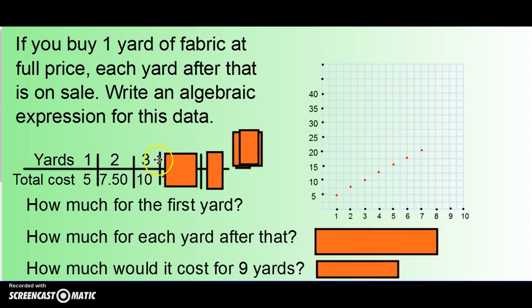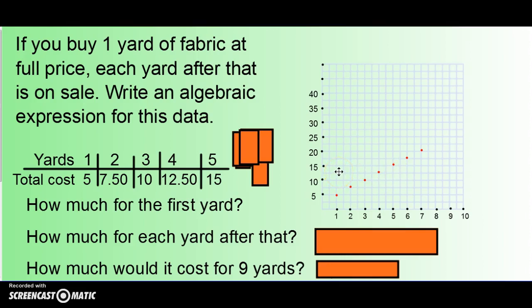Notice after 3 yards, and then after you buy 4 yards, your total is $12.50. So if graphs are new to you, notice number 4. You go up to number 4 and across, and it's in between the 10 and the 15, so you know it's $12.50. And then finally, notice after 5 yards of fabric, your total is $15.